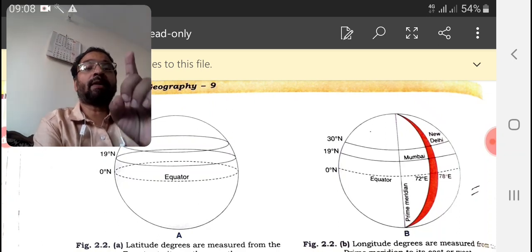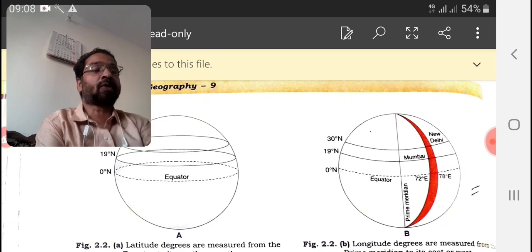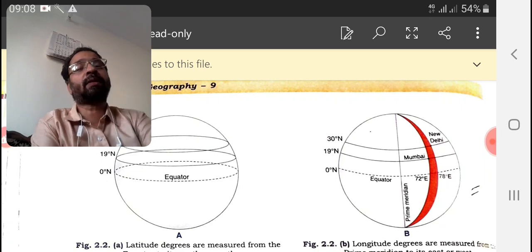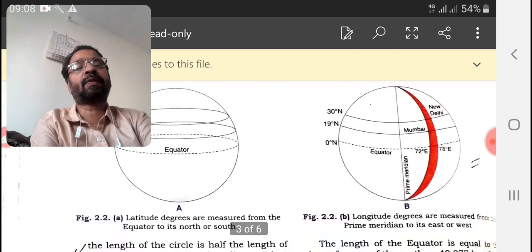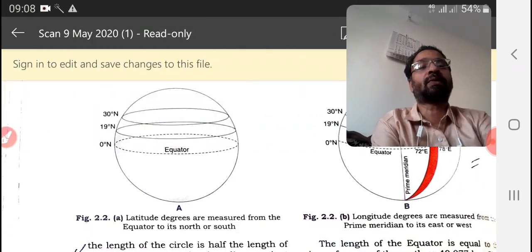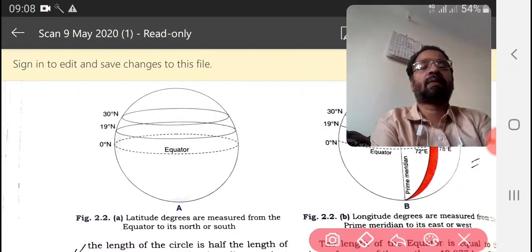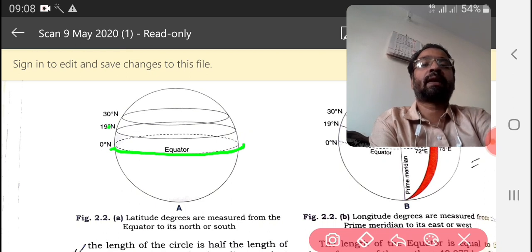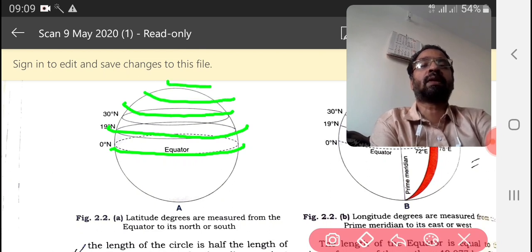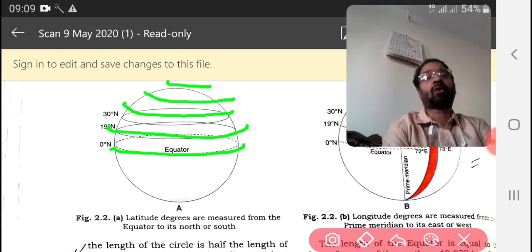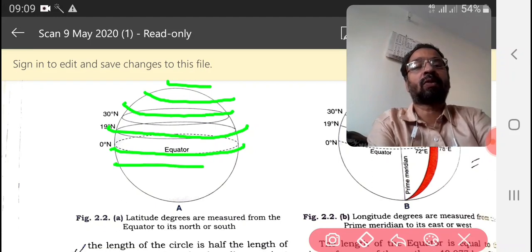There are 181 parallels of latitude. How many? There are 181 parallels of latitude. Now let us see what a latitude is. These lines, this line, that is the equator, and another line here, this is also a latitude, another latitude is this one, at equal intervals. These lines go on top as well as bottom.